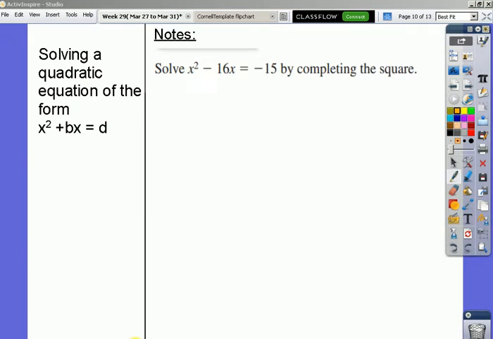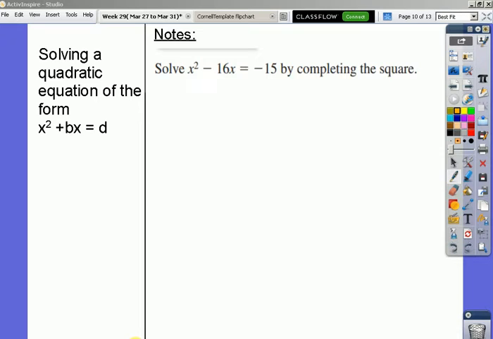It says solving a quadratic equation of the form x squared plus bx equals d, and then I have an example here. There are a number of ways that you can try and solve this quadratic equation. Part of the reason why we give you so many different ways to solve quadratic equations is that one way may not always work for you. Okay? There are some that are very easily factorable. Like that's actually pretty easy to factor and solve.